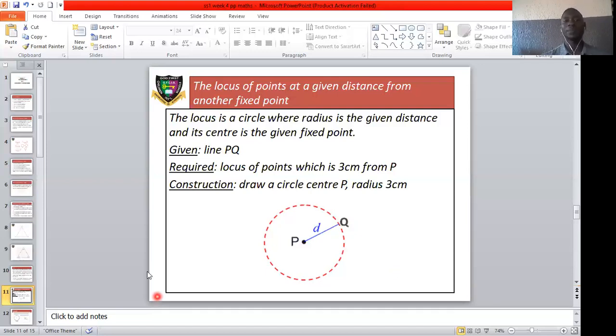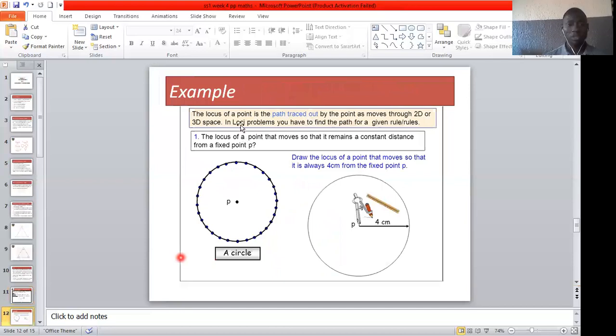Look at this example. The locus of a point is the path traced out by the point as it moves through 2D or 3D space. In loci problems, you have to find the path for given rules. Let's take the example: the locus of a point that moves so that it remains at a constant distance from a fixed point P.